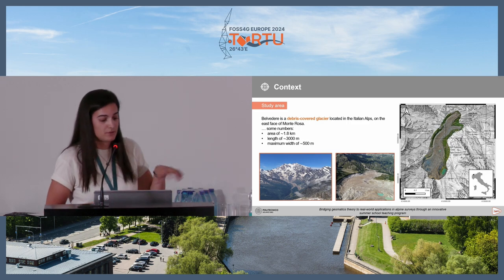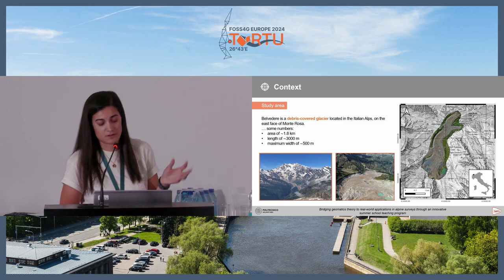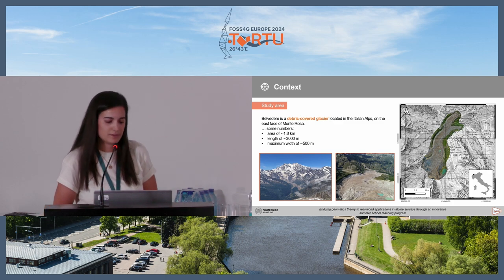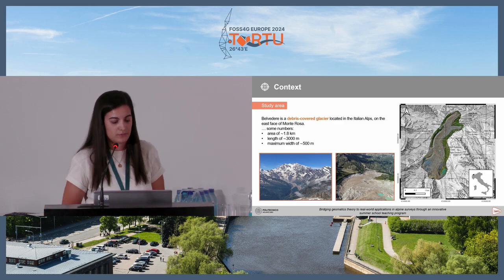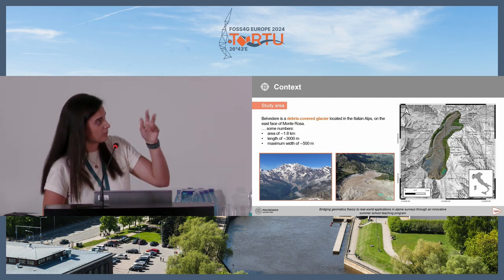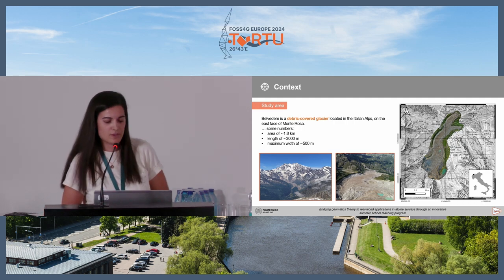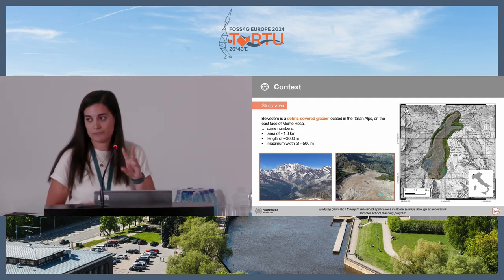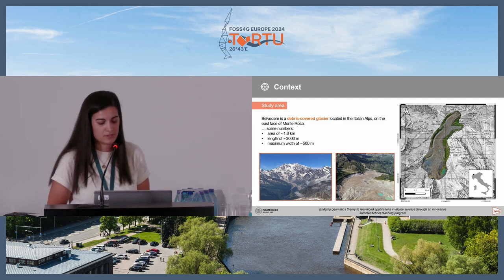And here are some numbers. Its surface is around 2 square kilometers. Its length is around 3,000 meters from north to south. And its maximum width is roughly 500 meters.